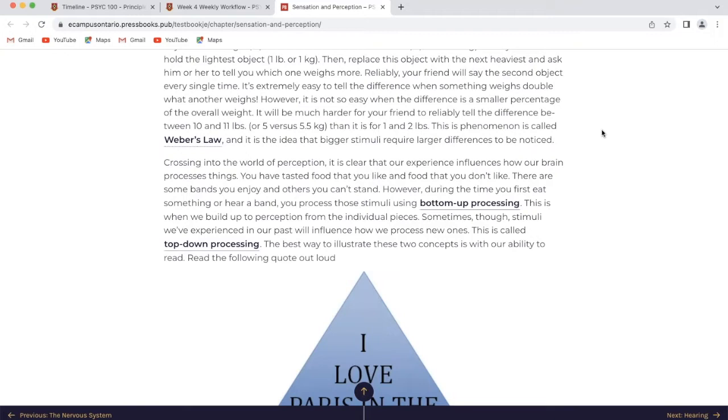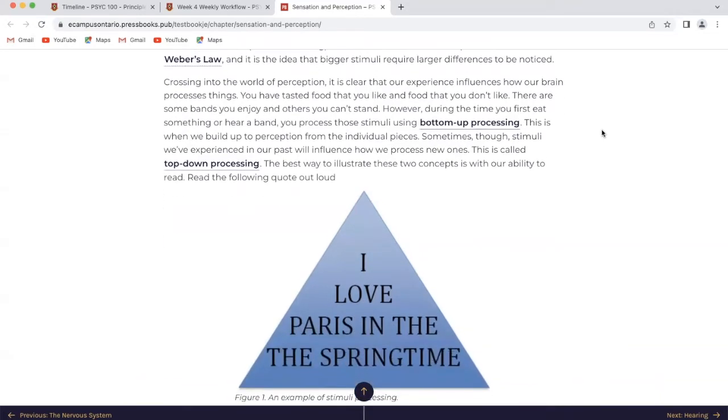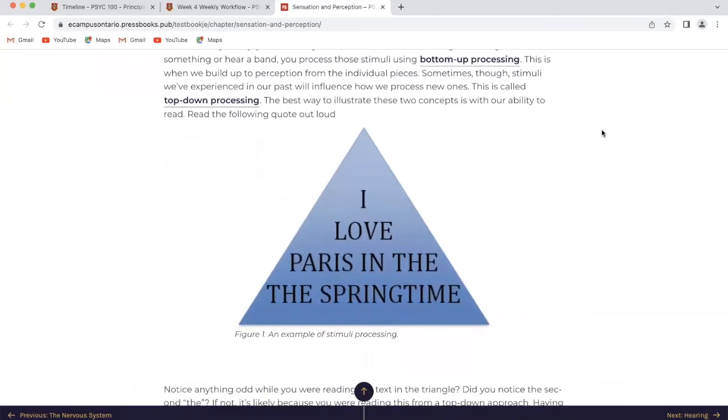Crossing into the world of perception, it is clear that our experience influences how our brain processes things. You have tasted food that you like and food that you don't like. There are some bands you enjoy and others you can't stand. However, during the time you first eat something or hear a band, you process those stimuli using bottom-up processing. This is when we build up to the perception from the individual pieces. Sometimes, though, stimuli we've experienced in our past will influence how we process new ones. This is called top-down processing.